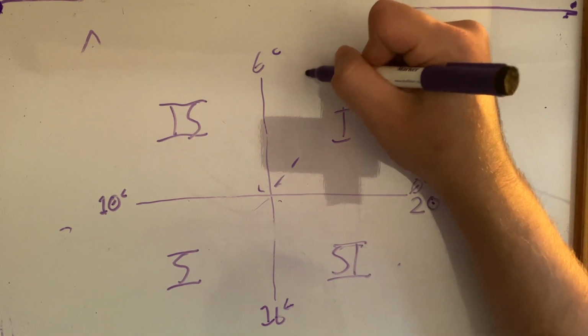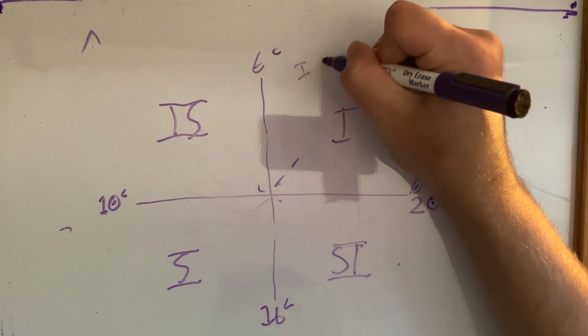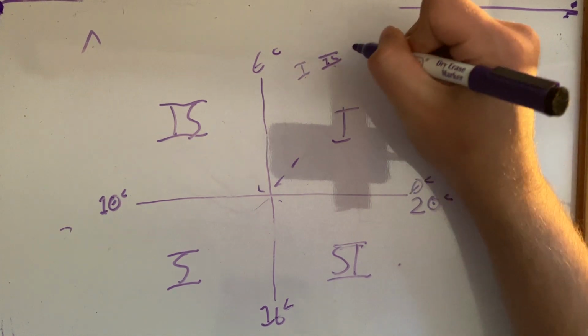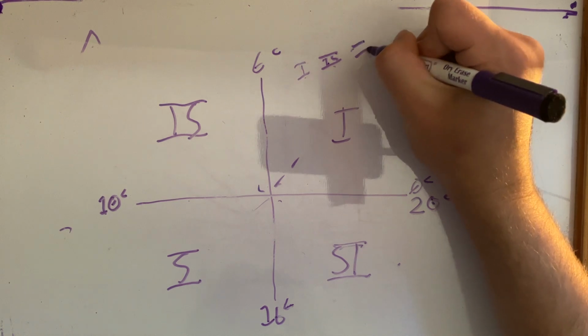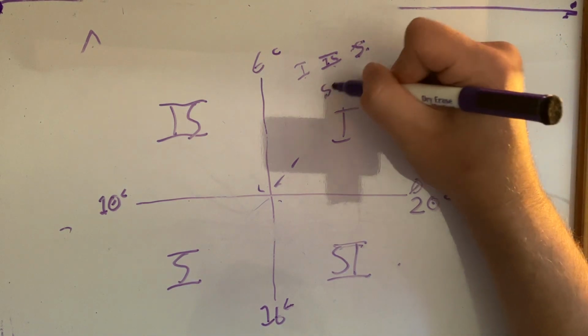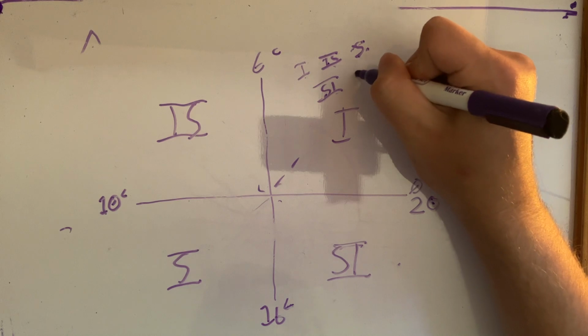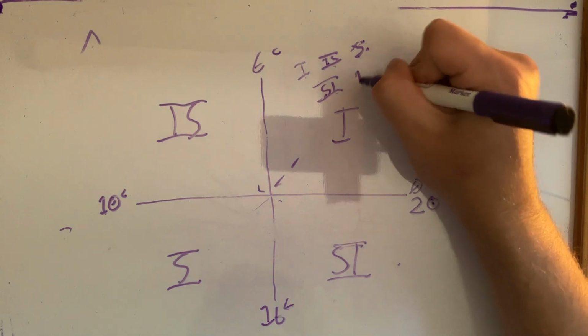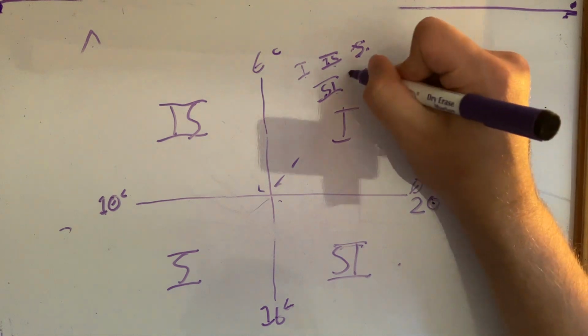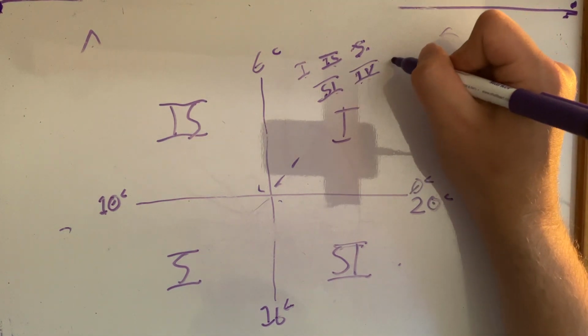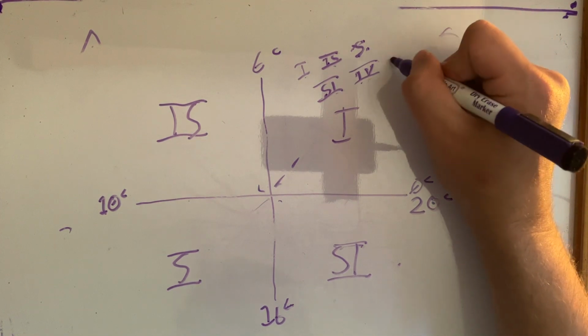So the way I figured to do Roman numerals is like this. So the V is 6 in this case, not 5.